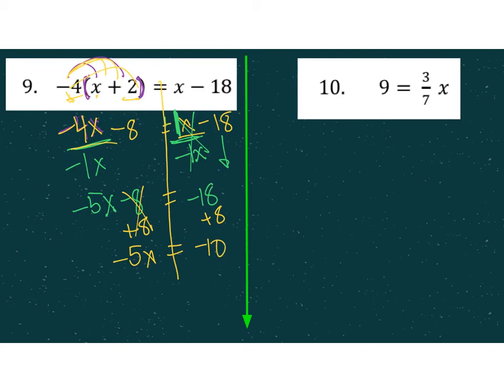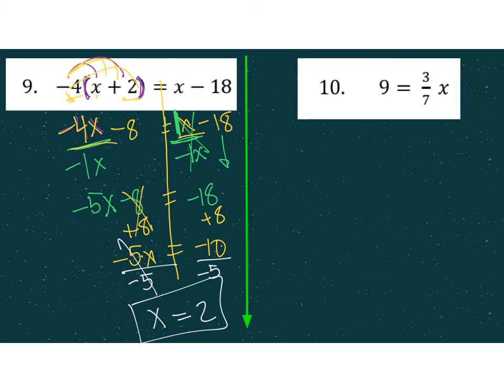And don't forget, you can use your calculator to support you on those. If you want to use your calculator to help you with that subtraction or addition, especially when negatives are involved, go ahead. There's no punishment for that. So negative 5 times x is the last thing that I need to do. I need to divide by negative 5 on both sides. That's going to go away, and I'm left with negative 10 divided by negative 5, which is positive 2.